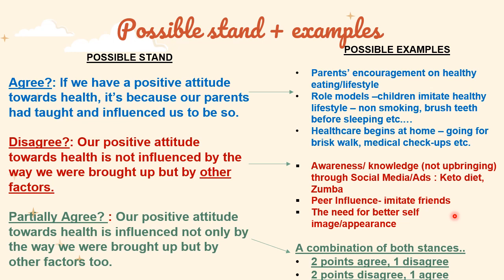Okay, school, yes. All right. If you disagree, yeah, school could be one of the influences. Okay, what if you partially agree? Then you can combine these two points, these two examples, on agreement and disagreement points. So it's a combination of both stances. You can highlight 2 points agree, 1 disagree, or 2 points disagree and 1 agree. Okay, so can you see the difference or not?